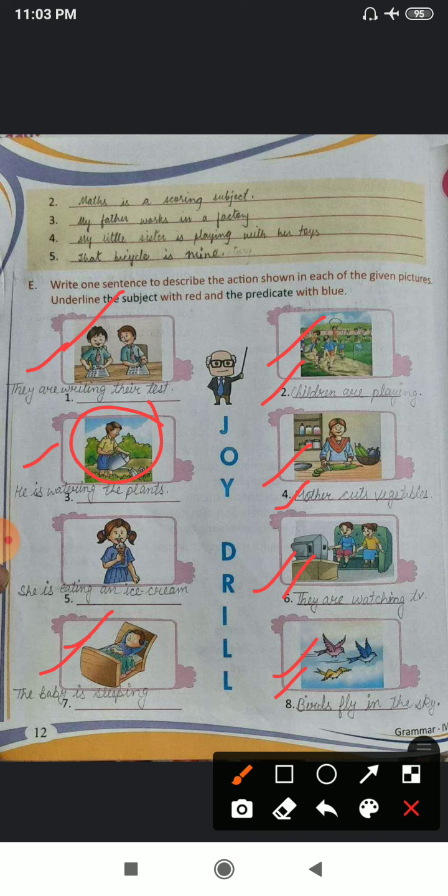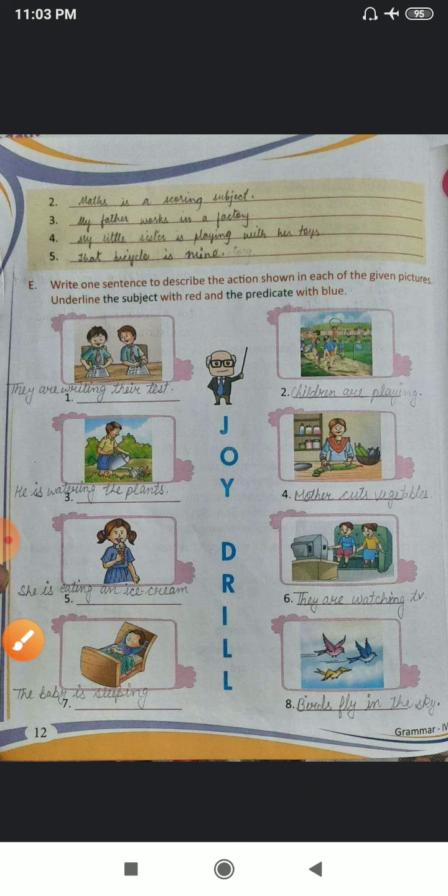Okay, one example I'll give you about subject. You have to underline the subject, the birds, with red color, and the predicate, fly in the sky, with blue color. Okay. So I hope, students, you all have understood the chapter very well.